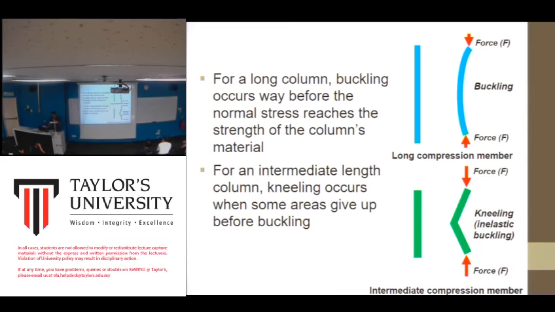Okay, for a long column, buckling occurs way before the normal stress reaches the strength of the column material. Okay, for an intermediate length column, crushing occurs when some areas give up before buckling.